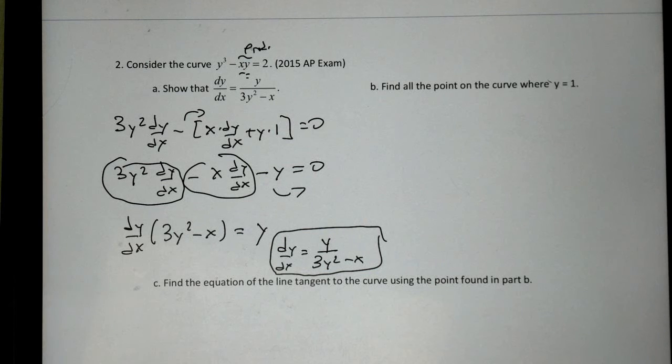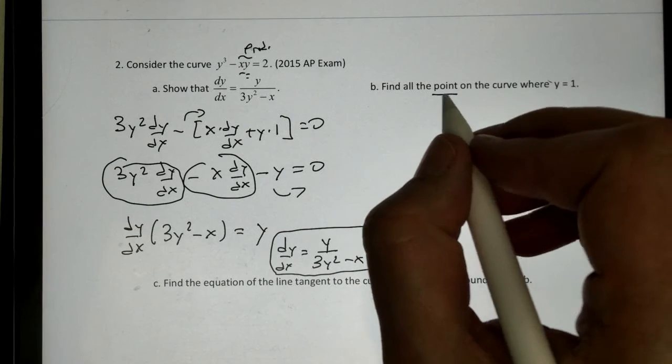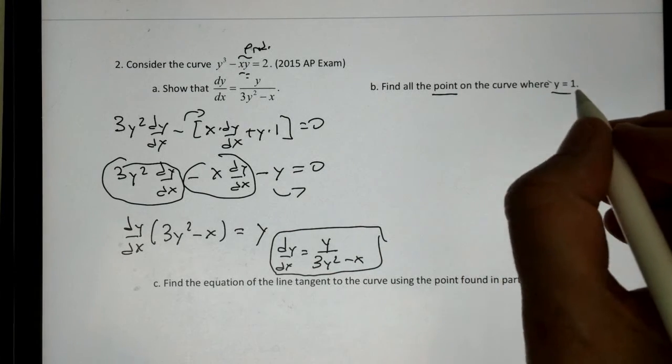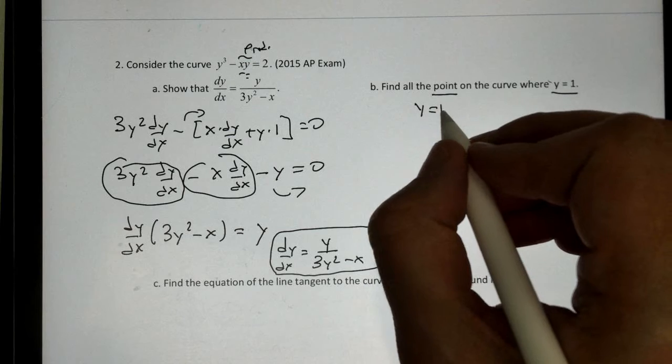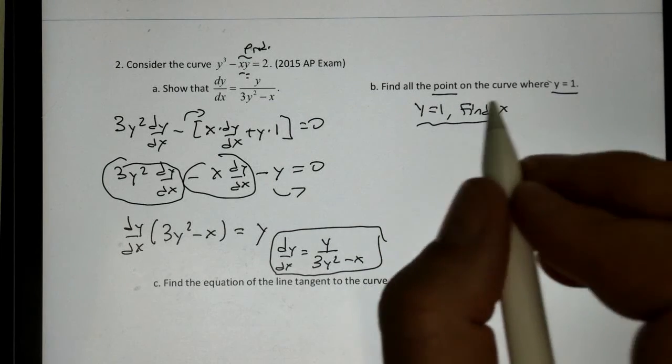Part B. Part B says, find all the points on the curve where now y is 1. So this one, I want to find all the points. So they gave me the y value. So we know y is 1. We need to find x. So let's go ahead and do that.